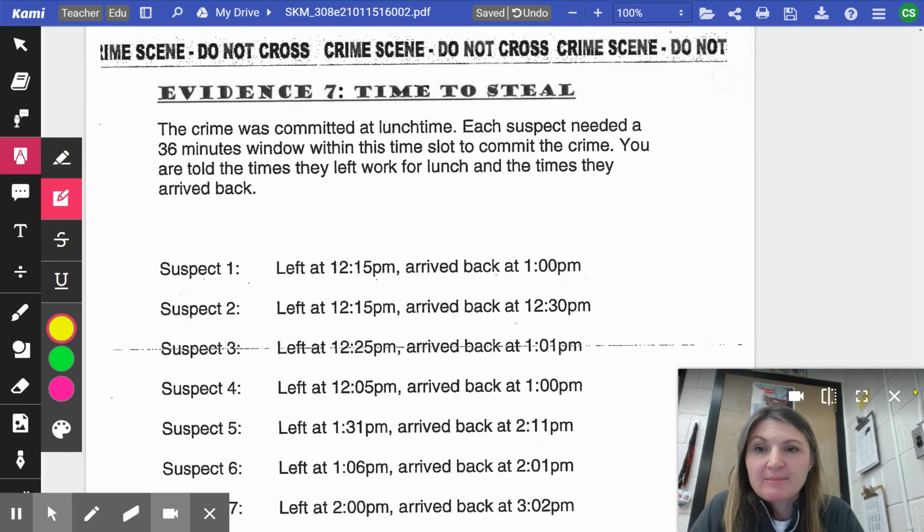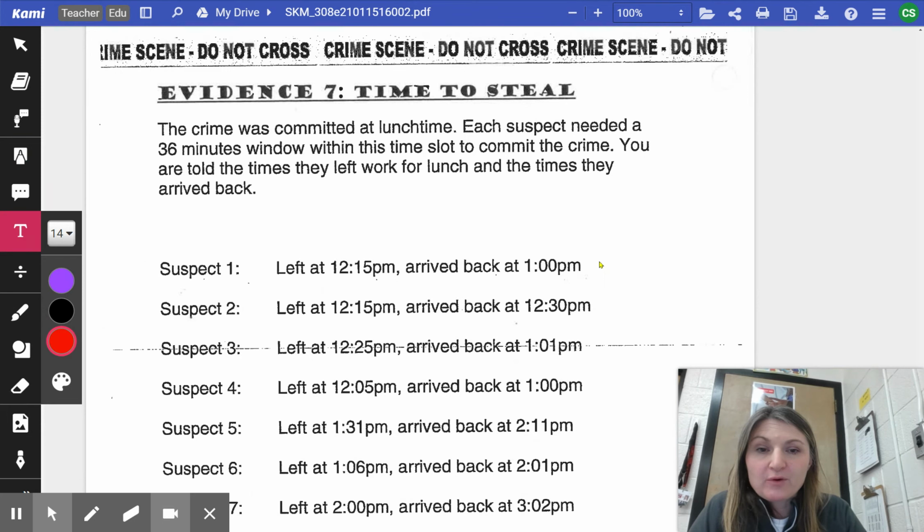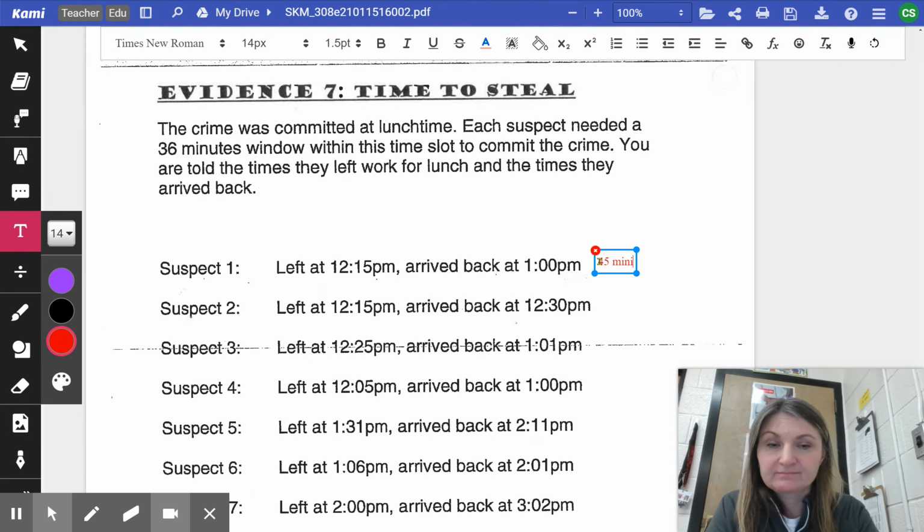Evidence 7 is on time. The crime was committed at lunch. Each suspect needs a 36-minute window in order to commit the crime. You are told the times they left work for lunch and the times they arrived back. So suspect number 1 left at 12:15, arrived back at 1 p.m. So they took a 45-minute lunch. Yes, this is more than 36 minutes, so they could commit the crime.